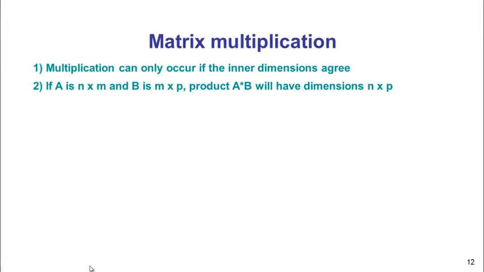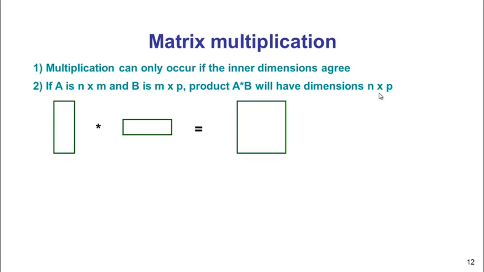So we can understand matrix multiplication a little bit more generally by specifying a couple of rules that govern matrix multiplication. One, as we said, is that multiplication can only occur if the inner dimensions agree. And furthermore, what are the dimensions of our product going to be? If A is an n by m matrix and B is an m by p matrix, then the product A times B is going to have dimensions n times p. So the m and the m have to match, and then the number of rows you start with in the first matrix, and the number of columns you end with in the second matrix, are what you're going to get in your product, n times p.